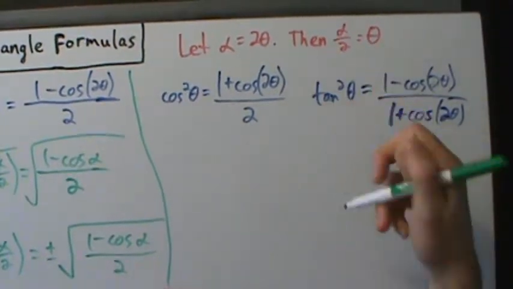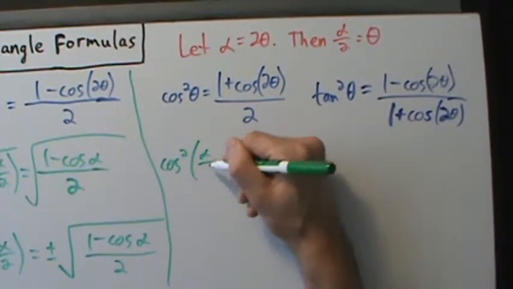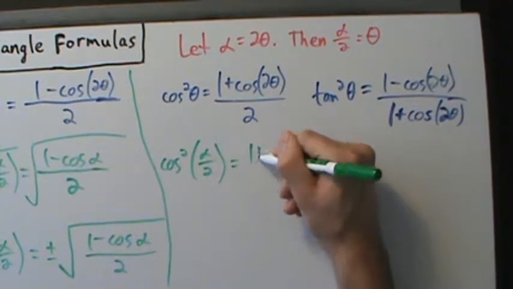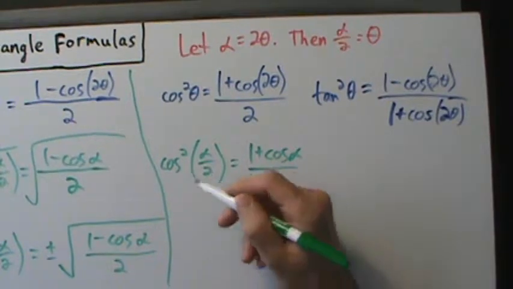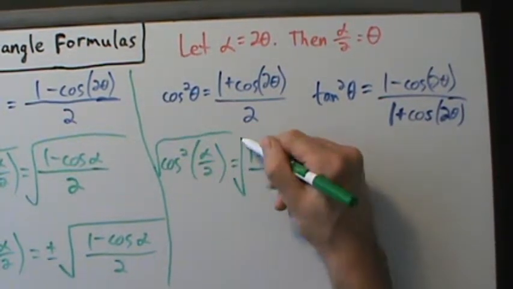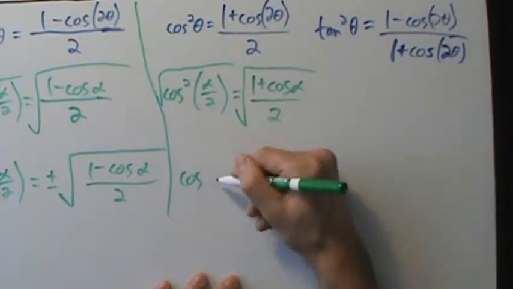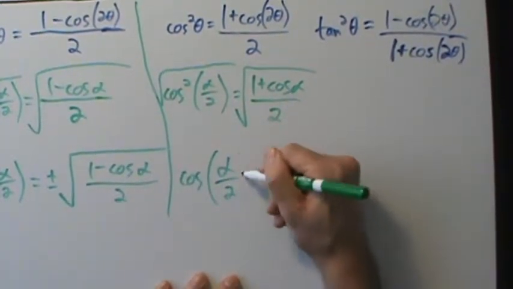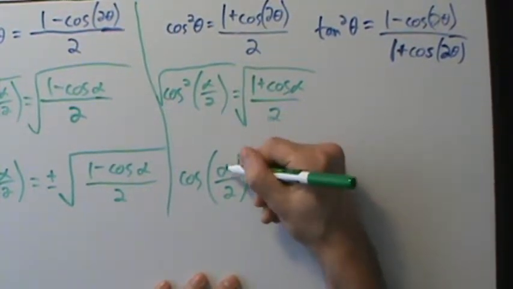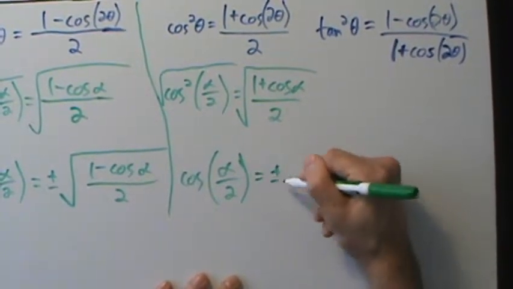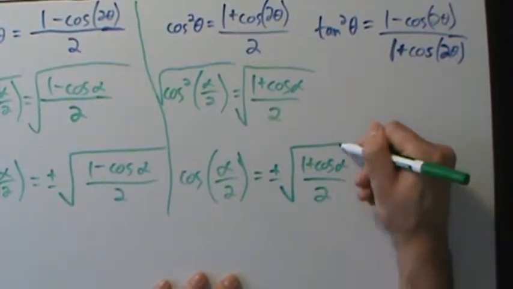So then alpha over 2 is theta, and then that's going to give us cosine squared of alpha over 2 equals 1 plus cosine of alpha, all divided by 2. And then we take a square root of both sides. And again, just like before, we have to take a positive and a negative root. So cosine of alpha over 2 equals plus or minus square root of 1 plus cosine alpha all over 2.